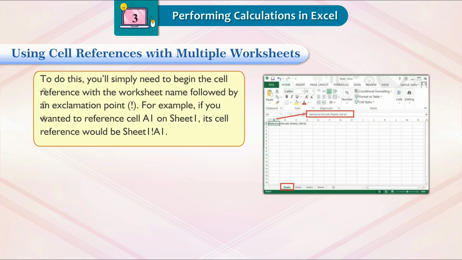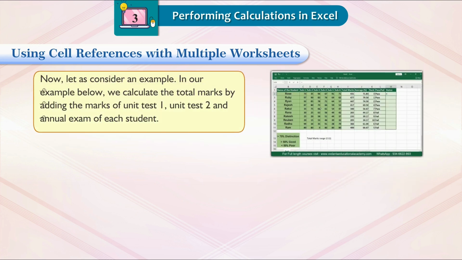To do this, you will simply need to begin the cell reference with the worksheet name, followed by an exclamation point. For example, if you wanted to reference cell A1 on Sheet1, its cell reference would be Sheet1!A1. Now let us consider an example. In our example below, we'll calculate the total marks by adding the marks of Unit Test 1, Unit Test 2 and annual exam of each student.